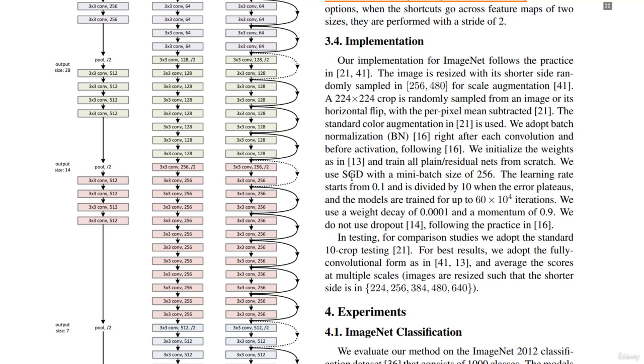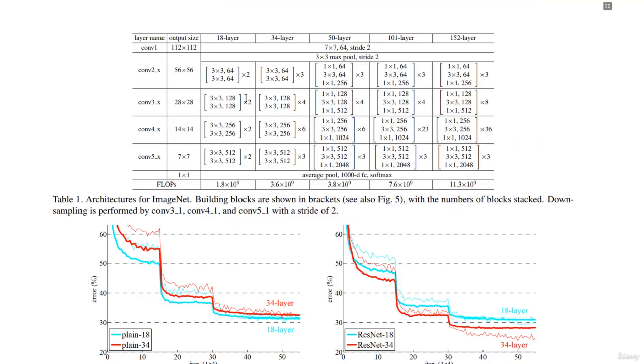We use SGD with a mini batch size of 256. The learning rate starts from 0.1 and is divided by 10 when the error plateaus. And the models are trained for up to 60 times 10 to the 4 iterations. We use a weight decay of 0.001 and momentum of 0.9. We do not use dropout, following the practice in this paper. In testing, for comparison studies, we adopt the standard 10-crop testing. And for best results, we adopt the fully convolutional form as in this paper and this paper, and average the scores at multiple scales. Here we have different versions of the ResNet.